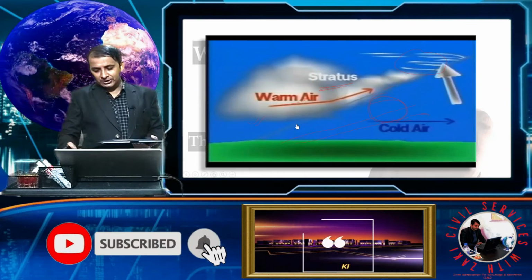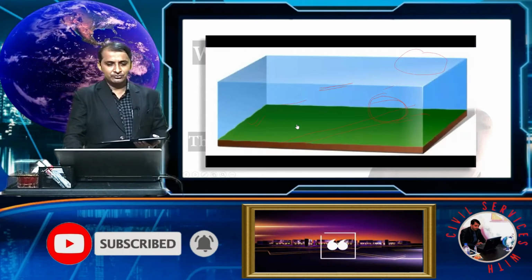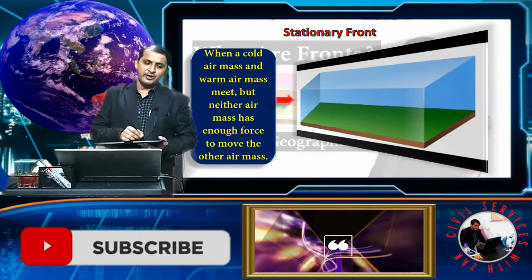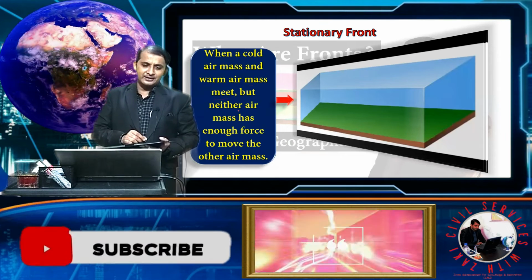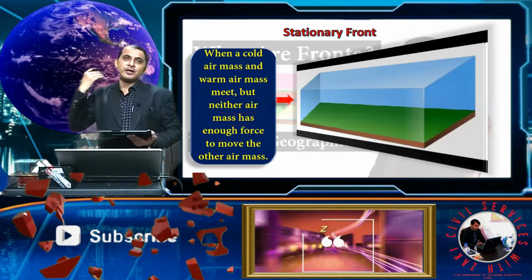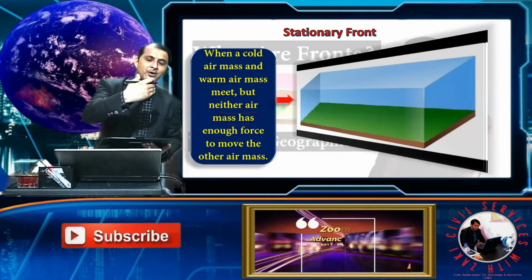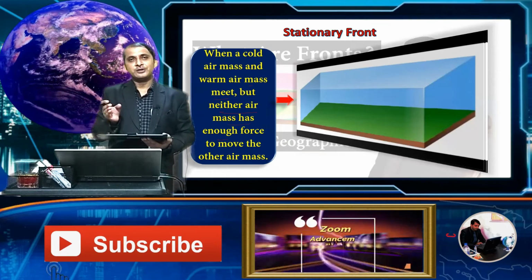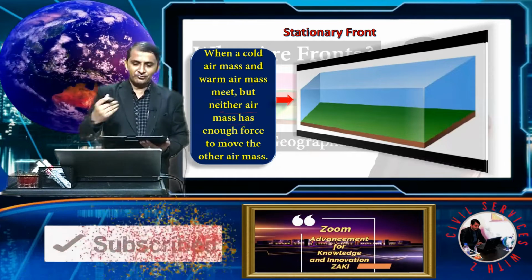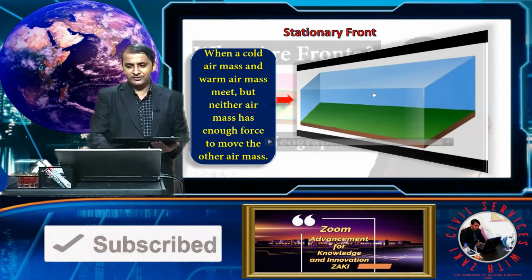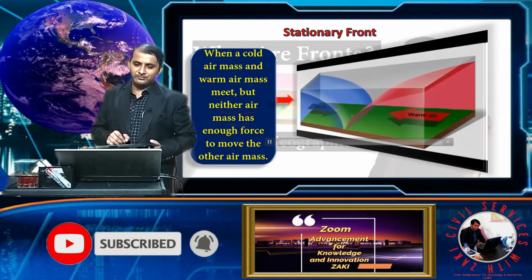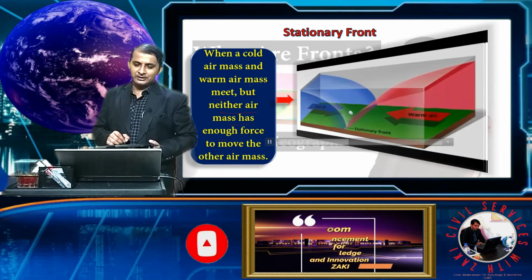So we move next, next is a stationary front. In a stationary front, when a cold air mass and warm air mass meet, but neither air mass has enough force to move the other. So they have not enough force to replace either the warm or cold air mass. It means they are stationary, they stay on one boundary. See here in this animation, it is warm air mass, it is cold air mass, and they meet, but they do not replace each other.